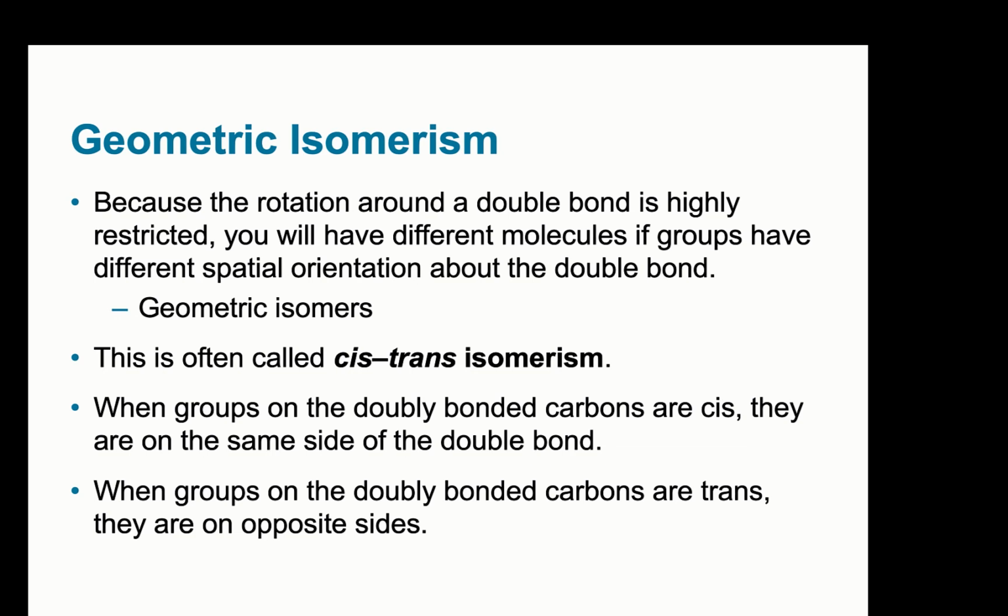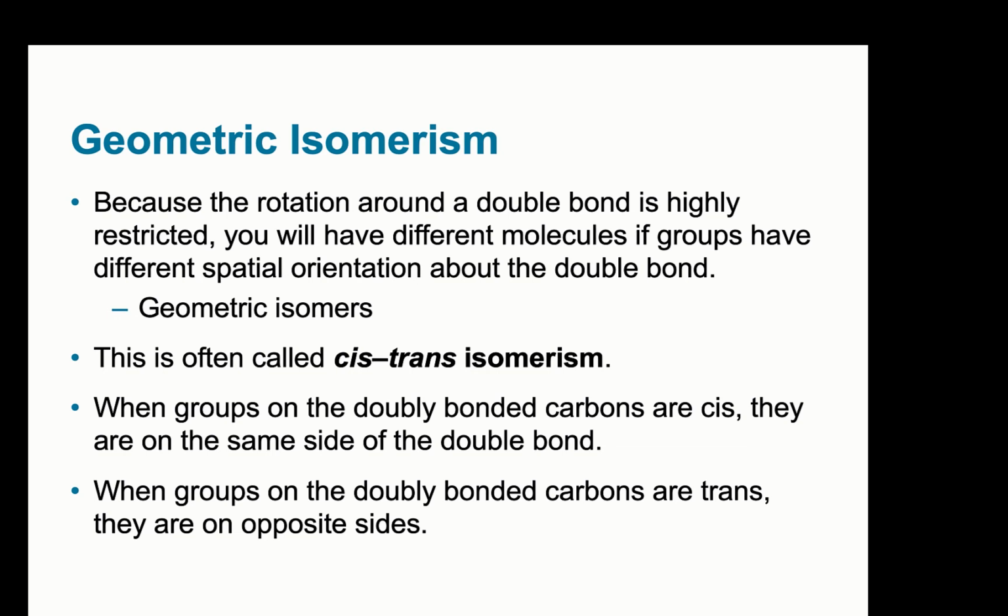Geometric isomerization. So now we get to double bonds. These do not freely rotate, unlike single bonds, at this temperature and pressure. Single bonds may not really rotate freely close to absolute zero, but at this temperature and pressure they do. Double bonds, though, take quite a bit of energy to break.